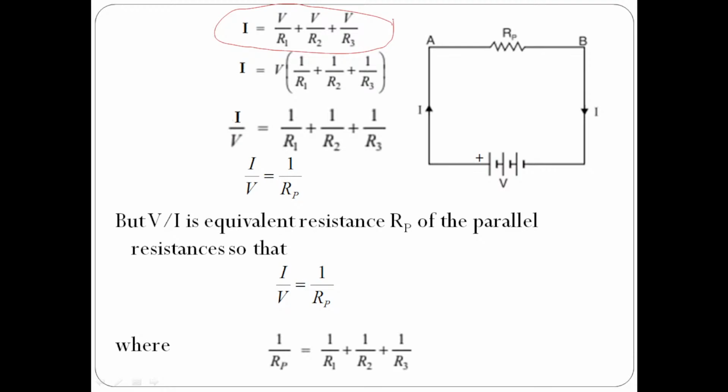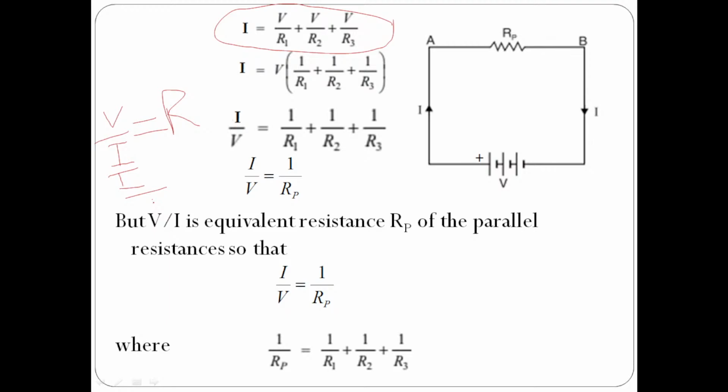So you send V to this side, I by V. According to Ohm's law, V by I is equal to R. So what about I by V? I divided by V means 1 by R. If V by I is R, then I by V is 1 by R. So you just replace I by V with 1 by RP.